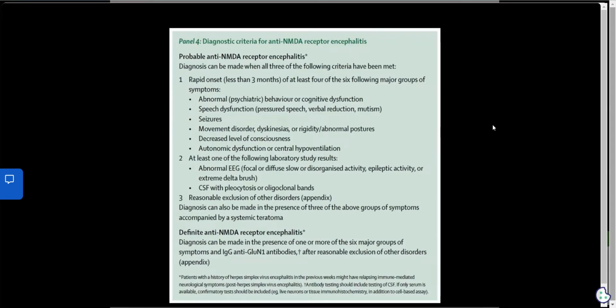So, of course, we want to go more specifically than just a broad diagnosis of possible autoimmune encephalitis. And the Graus et al. paper also proposed diagnostic criteria for anti-NMDA receptor encephalitis. And if we apply these criteria to our patient, she's very close to meeting criteria. So she has the rapid onset of three months, and these criteria propose needing 4 of the 6 following major groups of symptoms. I'm going to go back a bit and restart the slide.